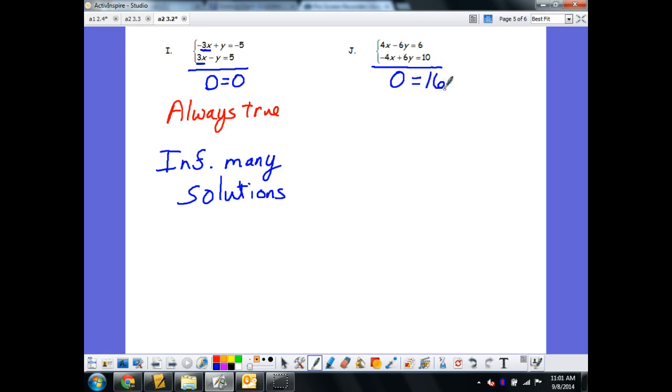Now in this case, we end up with something that is never true, which means that these two lines never intersect, so they are parallel. So therefore, they never intersect. There is no point of intersection. So we end up with no solution.